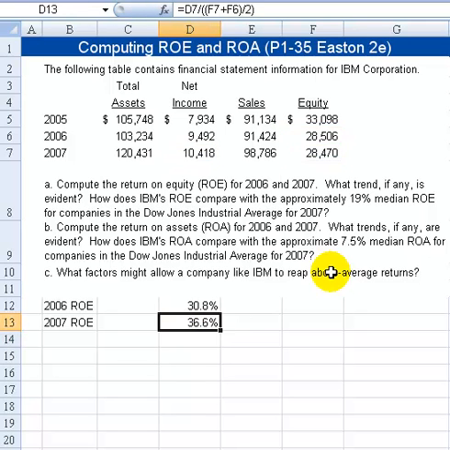Okay, well, let's tackle the second question. What we see is ROE increased from 2006 to 2007, and it's well above the median ROE of 19% of others in the Dow Jones average.